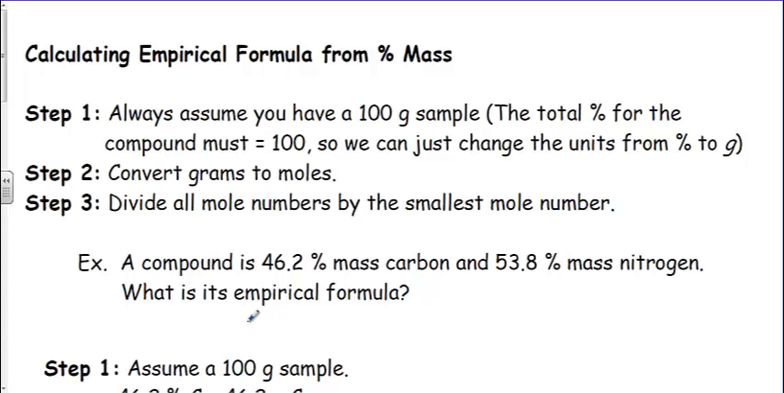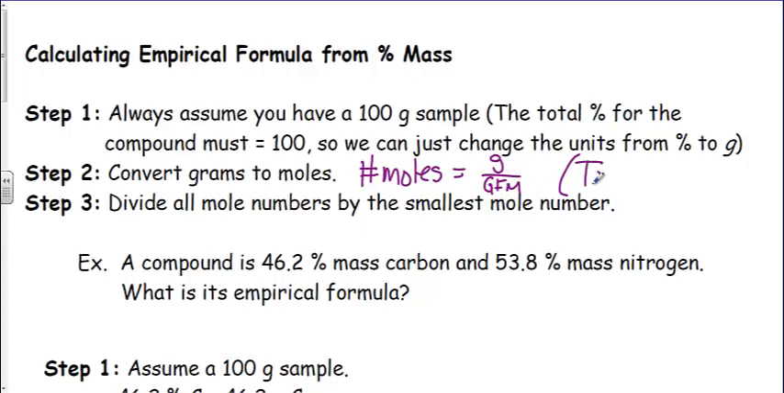Now there are a couple steps here, and it gets a little tricky at times, so you've got to read what they're asking you in the question. Step one, we're always going to assume that you have 100 grams of a sample. The total percent for the compound must equal 100, so we're just going to change the units from a percent to grams. Very simple. Then we're going to use our mole conversion equation to convert grams to moles. Remember, number of moles is equal to grams over GFM.